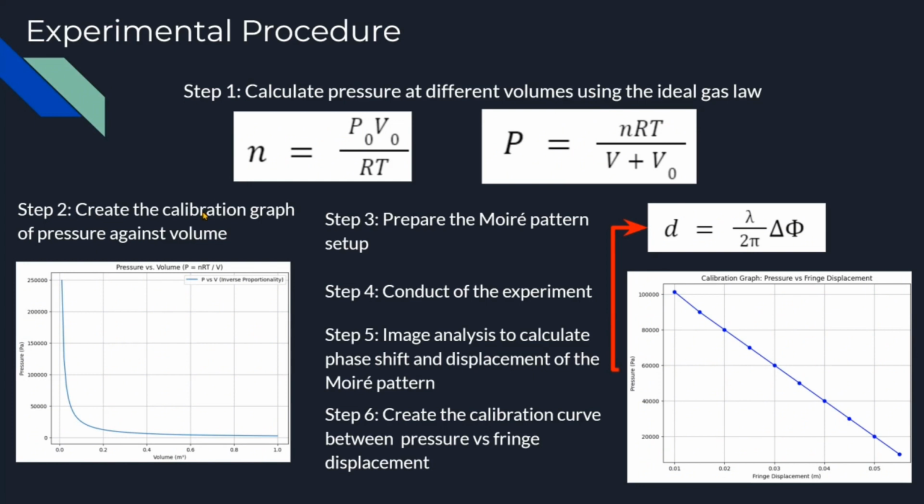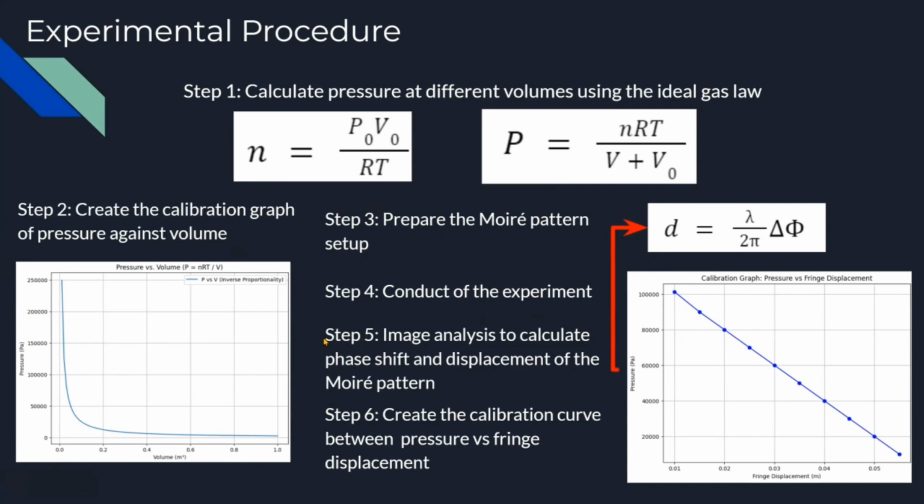And in step 2, we simply plot our results from step 1, and we can get a calibration graph of pressure against volume. This is an example of the graph. And in step 3 and step 4, it's simply the conduct of our experiment.